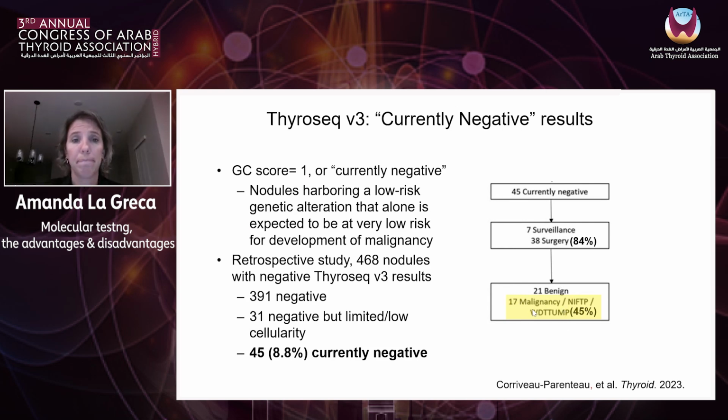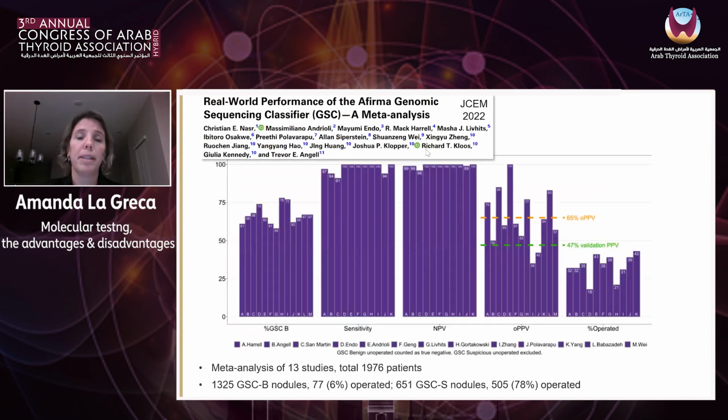In this little square box, this is a study where the authors try to do a meta-analysis and see the performance of Afirma in the real world. There was an inclusion of almost 2,000 patients. 1,300 plus were called benign nodules by GSC, and only 6% were operated. 651 were called Afirma suspicious nodules, and 78% were operated.